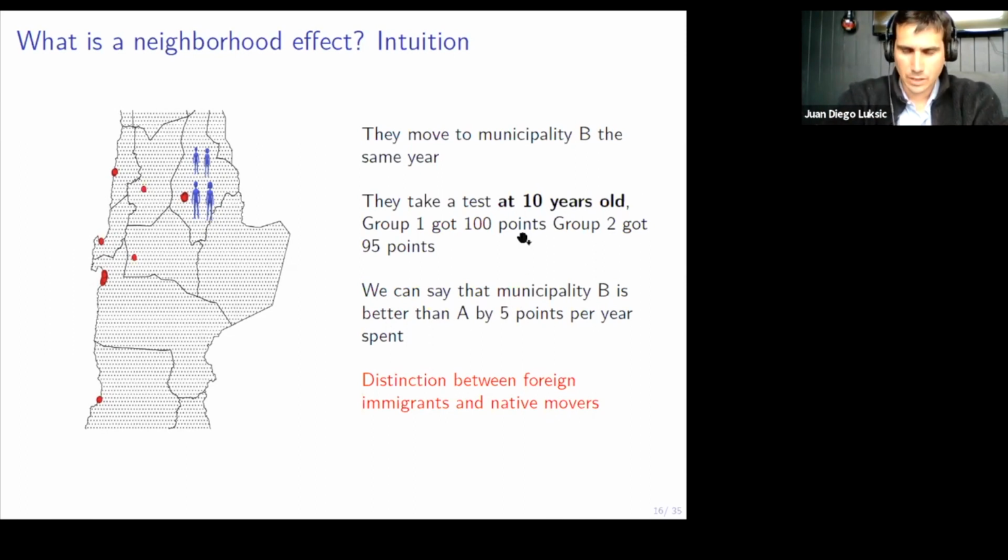So this is a distinction that is very relevant. To estimate neighborhood effect, I will use native movers. It could be a little bit confusing because I look at how the foreign immigrants are affecting this neighborhood effect. But don't be confused about that. I will use different people for the different estimation.